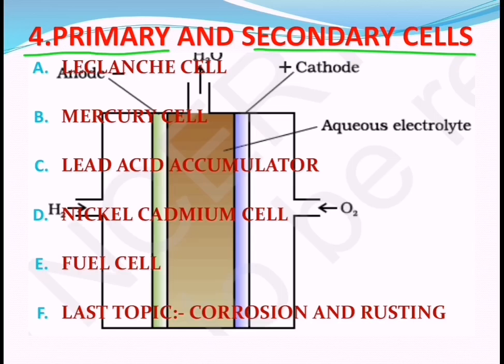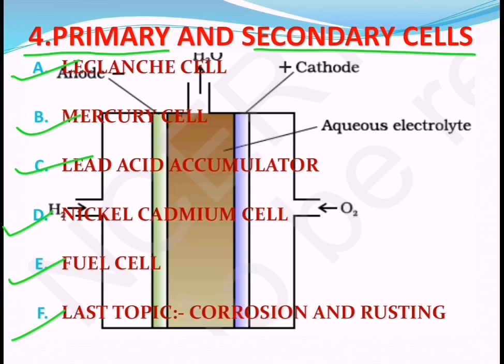So here we take first some primary cells. These are the two primary cells: Leclanche cell and Mercury cell. Leclanche cell and Mercury cell cannot be recharged again once they are used. And in secondary cells, we study the lead acid accumulator, nickel cadmium cell, and fuel cell. These are the three rechargeable cells that we have to study here.